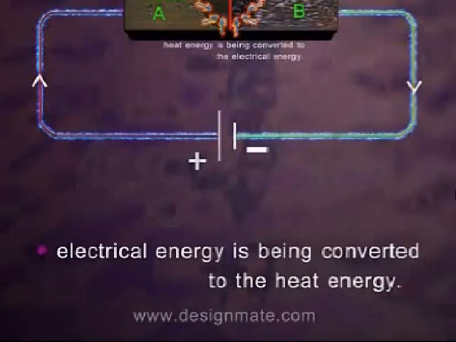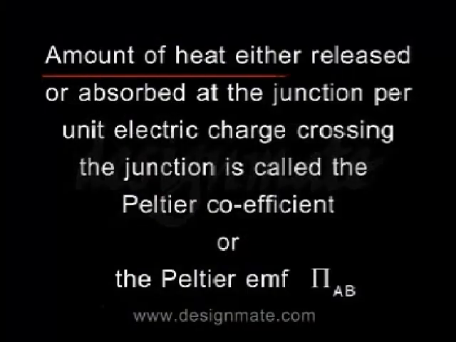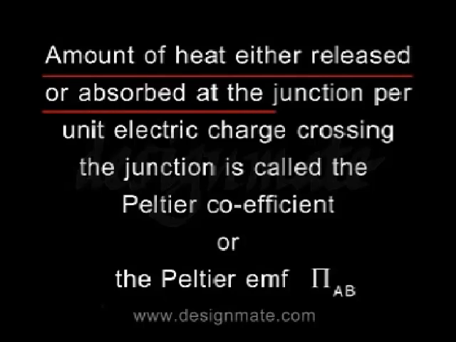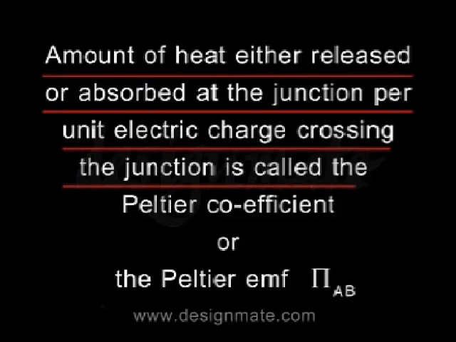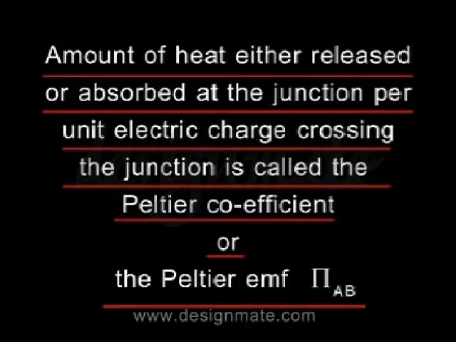The amount of heat released or absorbed at the junction per unit electric charge crossing the junction is called the Peltier coefficient or the Peltier EMF, pi AB. The value of pi AB depends on the type of metals and the temperature of the junction.